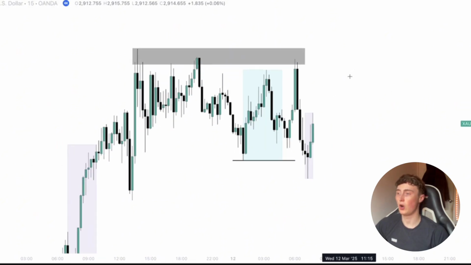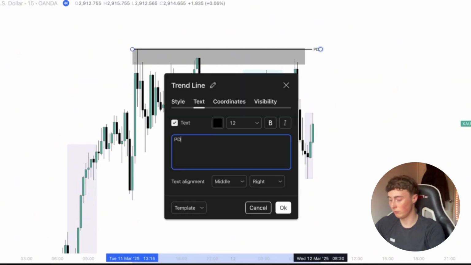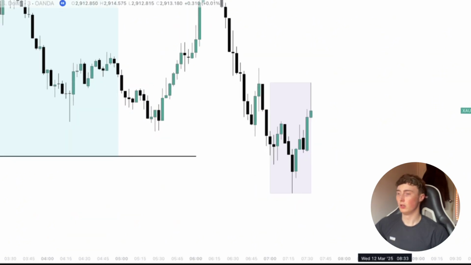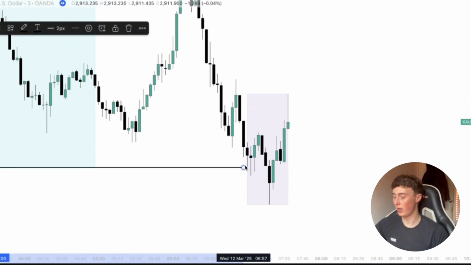So my only target was these relative equal highs, and this high over here also happened to be previous day's high, right, which is a nice little addition. So as you can see, this is the liquidity down here, right? This is that Asia low that got taken out.